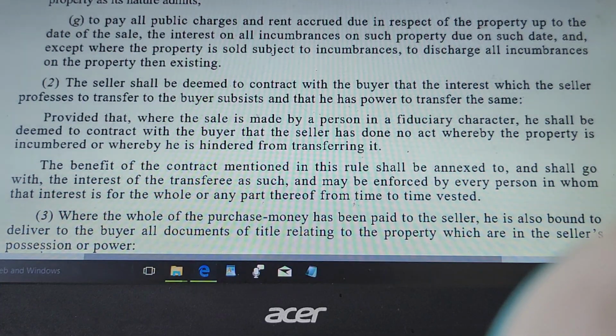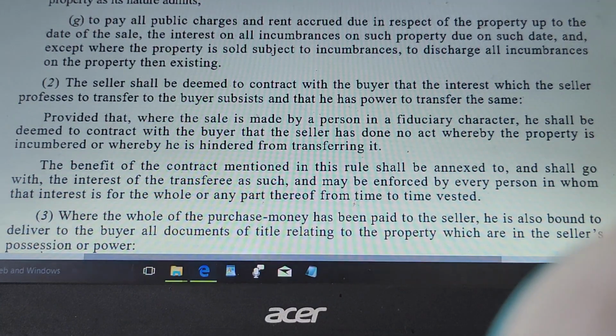G. To pay all public charges and rent accrued due in respect of the property up to the date of the sale, the interest on all encumbrances on such property due on such date, and except where the property is so subject to encumbrances, to discharge all encumbrances on the property then existing.